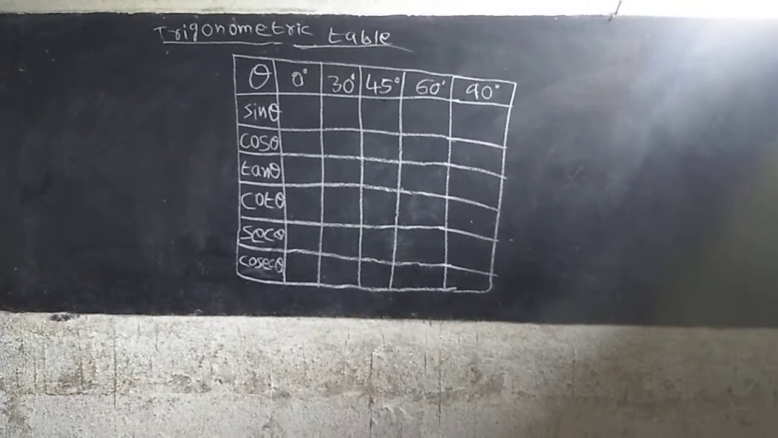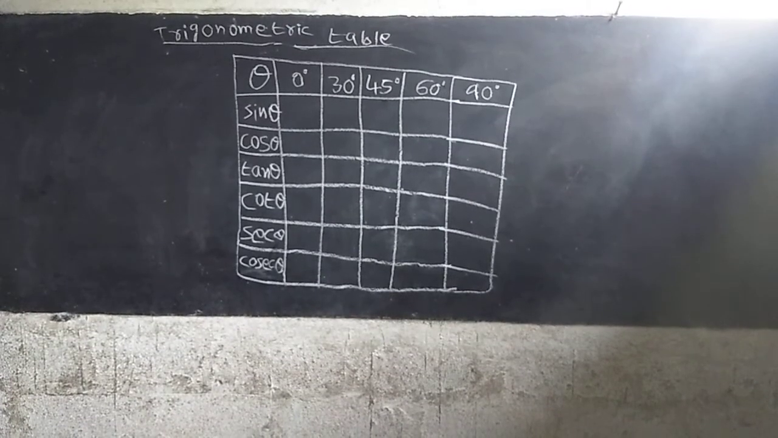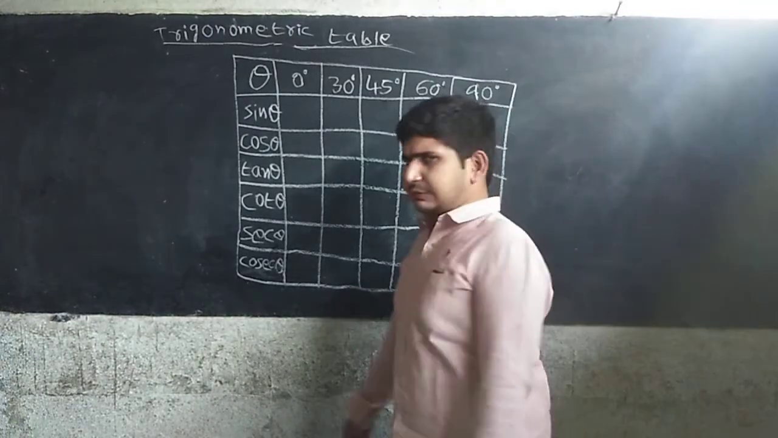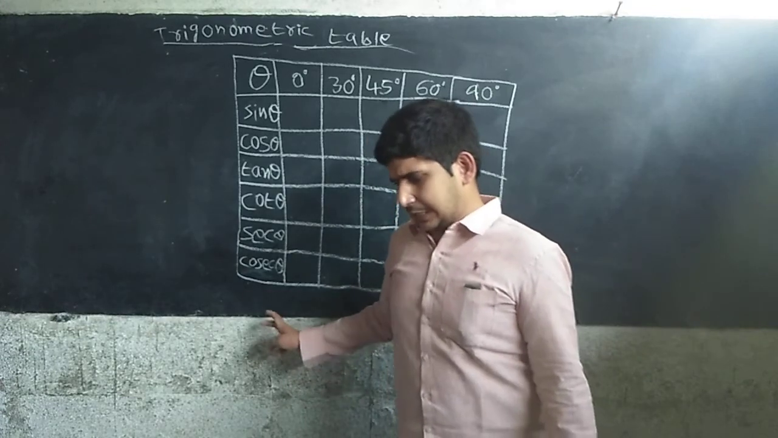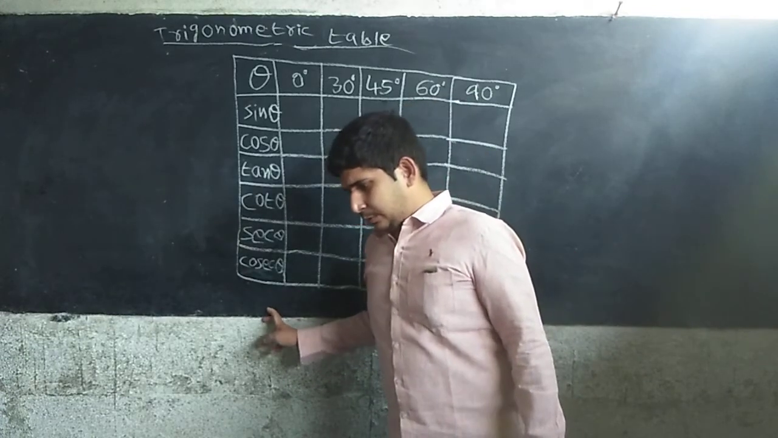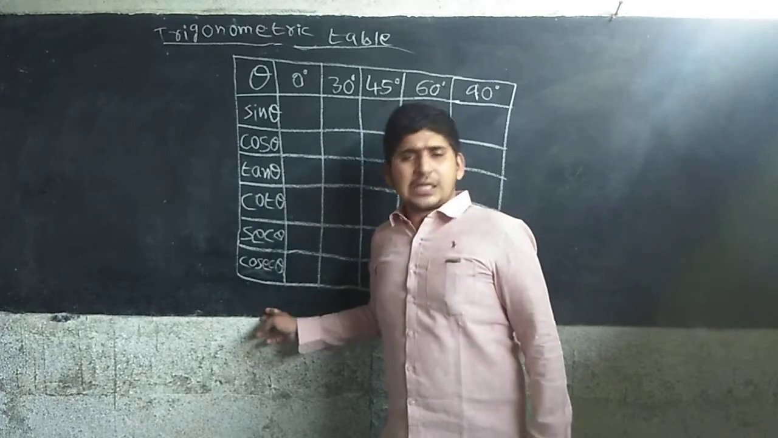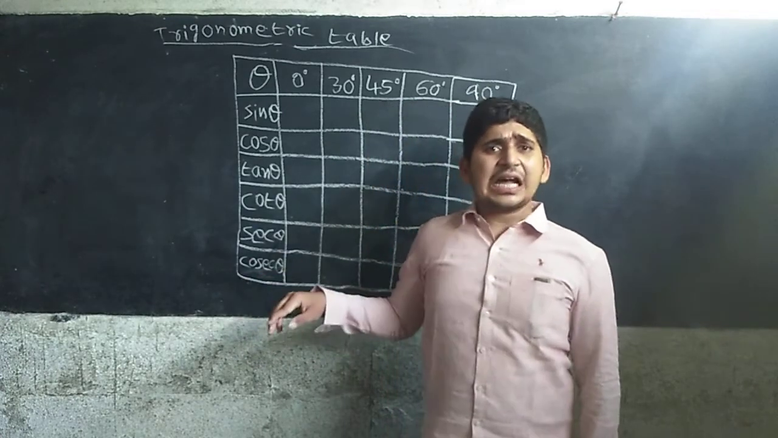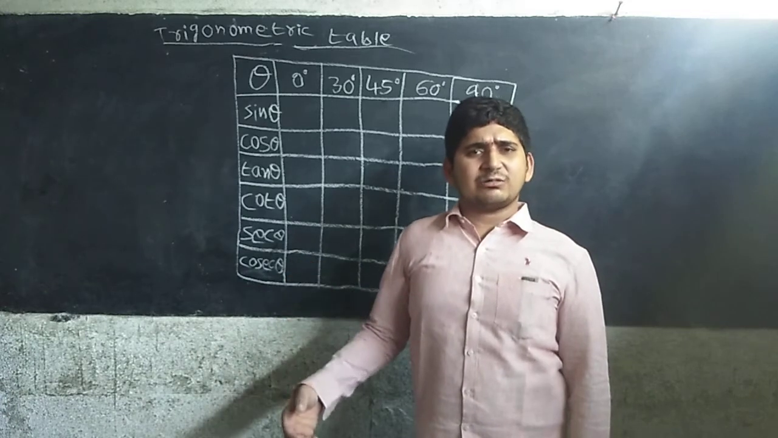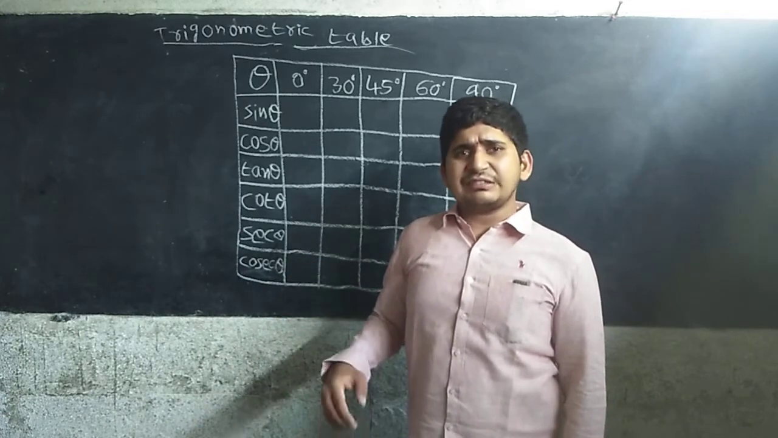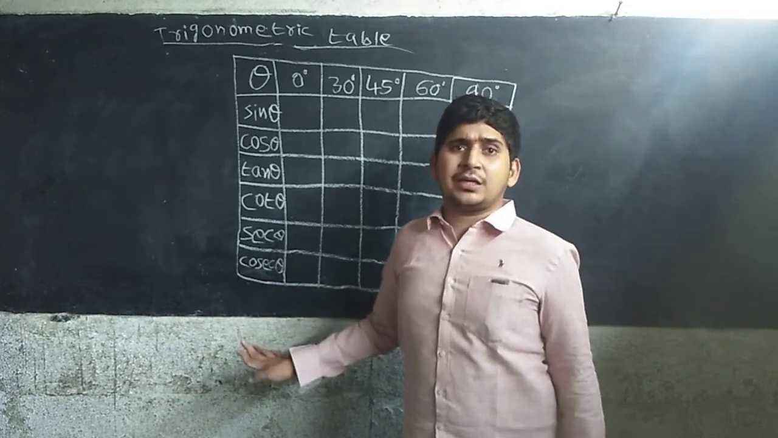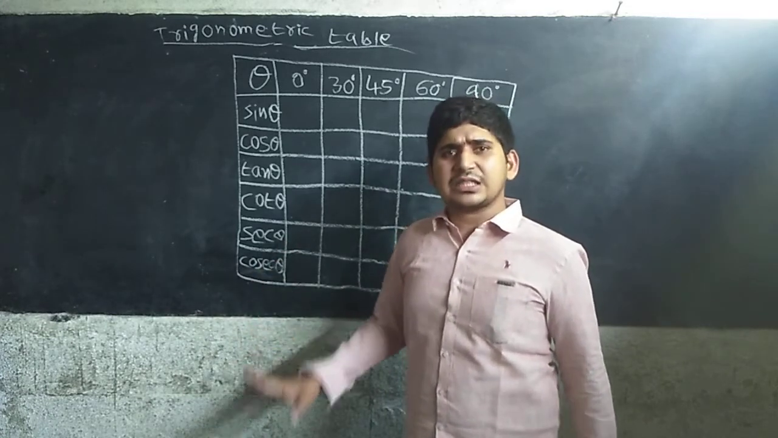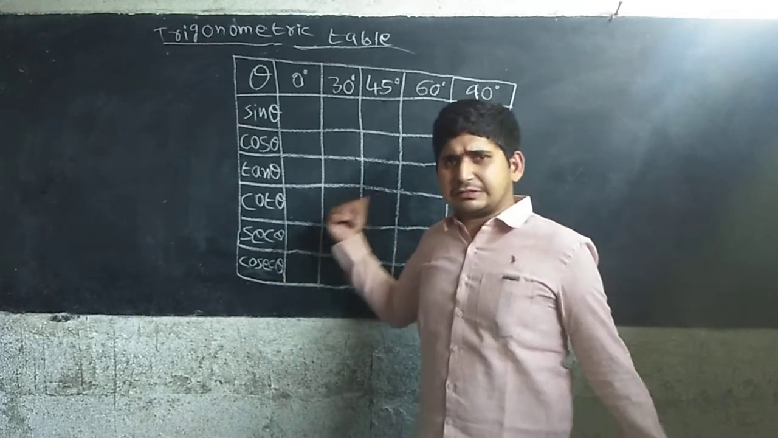Now the next topic is trigonometric tables. Just now we have discussed the definition of the trigonometric table. The trigonometric table is defined as a table that contains the trigonometric values of some specific angles in rows and columns. That is known as a trigonometric table. Let us discuss the table.